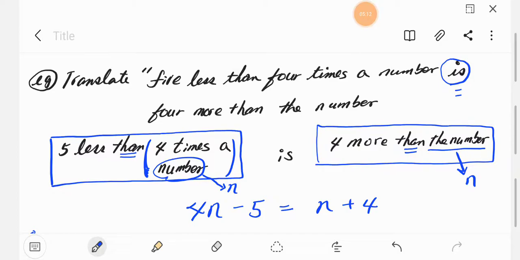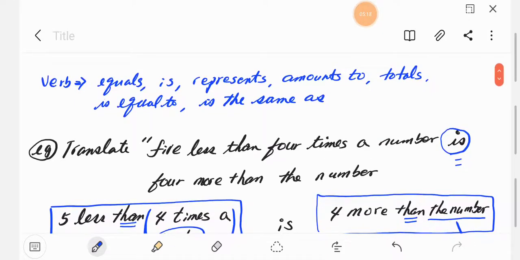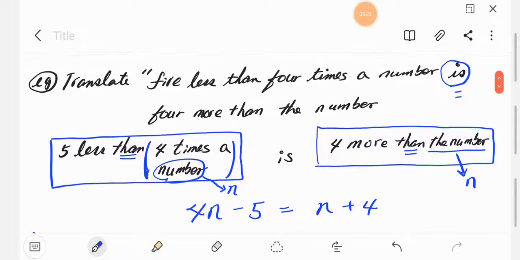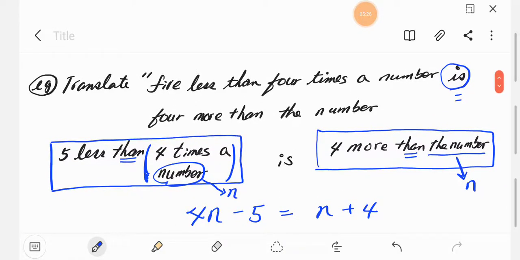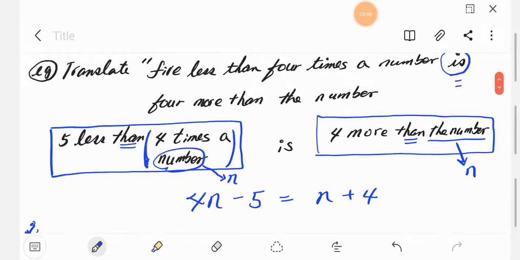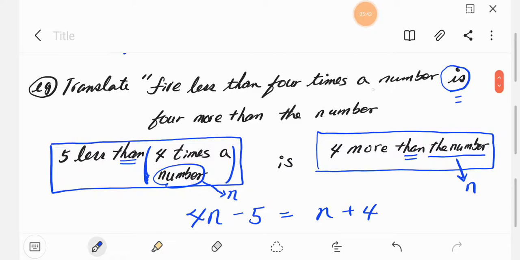Okay. So whenever there is a verb, if the verb is one of these, equals, is equal to, is the same as, then replace the verb with an equal sign. The expression on the left hand side, the subject, will be the left side of the equation, and the phrase on the right side will be the expression for the right side of the equation. And if there's an unknown number, like 4 times a number, then make this one what? A variable. Make this variable n, right?